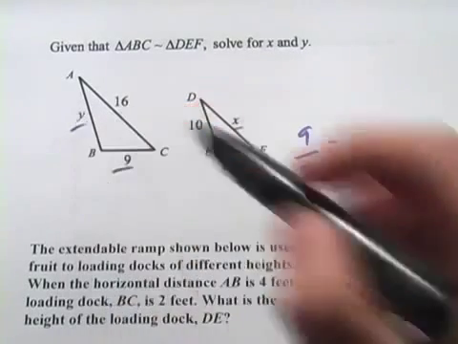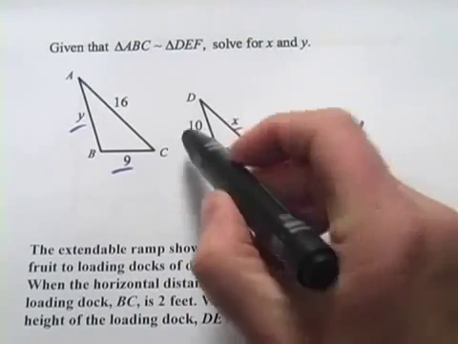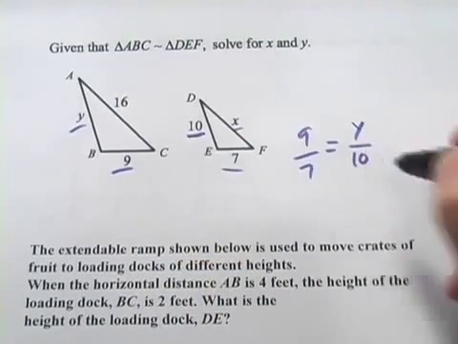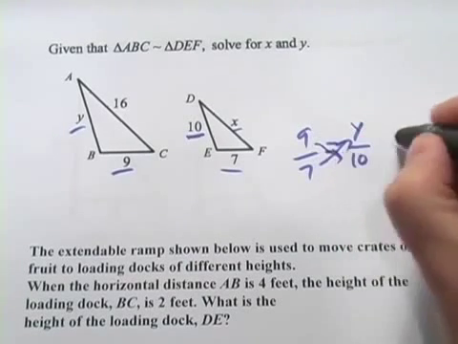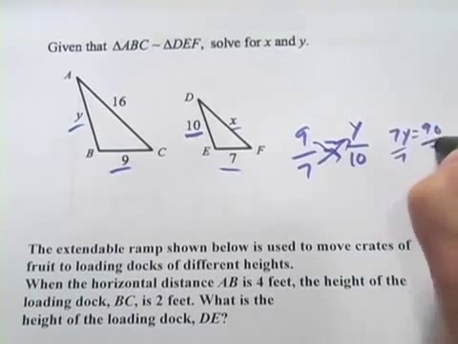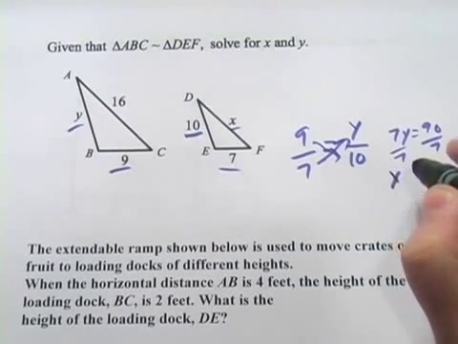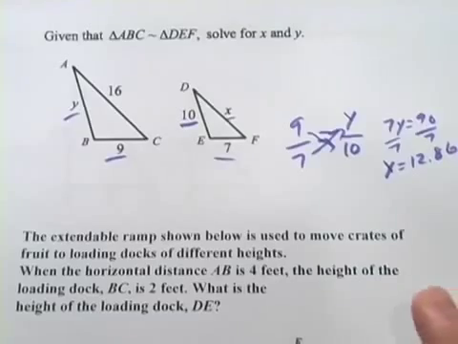Let's solve for y first. And since we're putting big triangle over little triangle, we'll put y over the side it corresponds to, which is 10. Then you would get, when you cross multiply here, 7y equals 90. Then you'd divide 90 by 7. And let's see, I think you would get y equals 12.86. So we've solved for y.